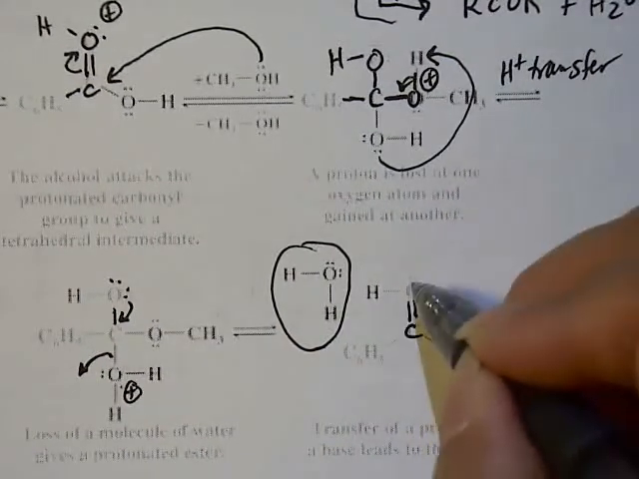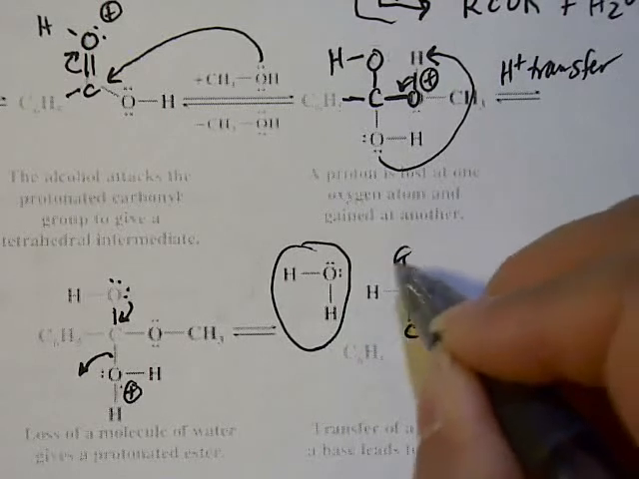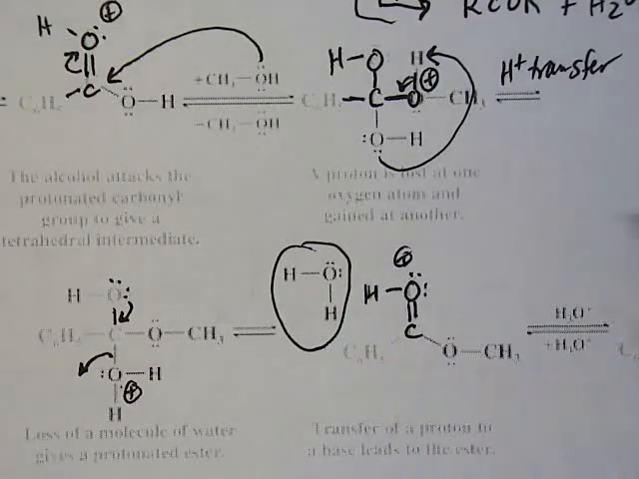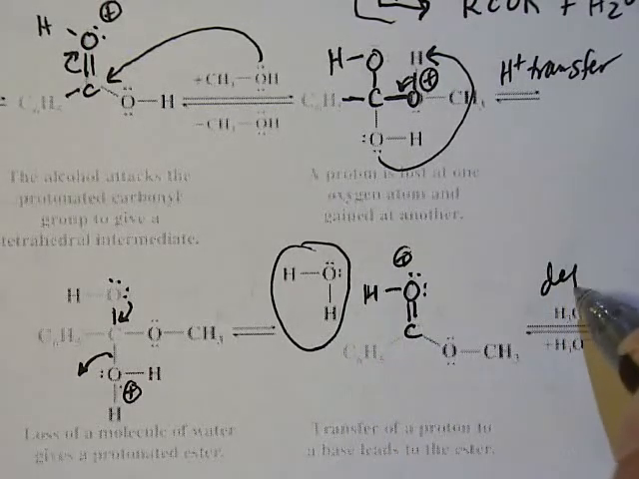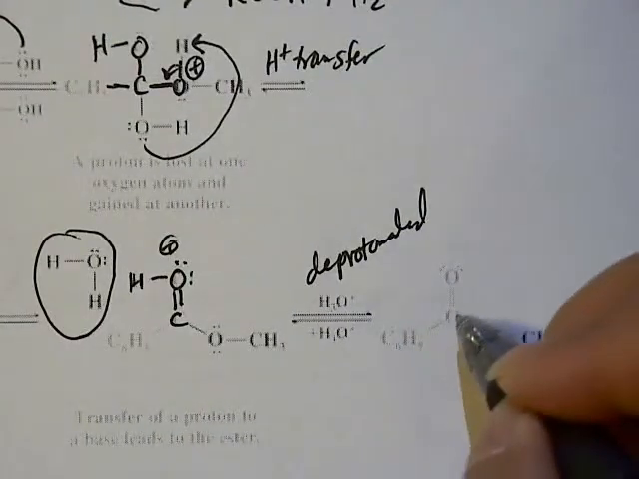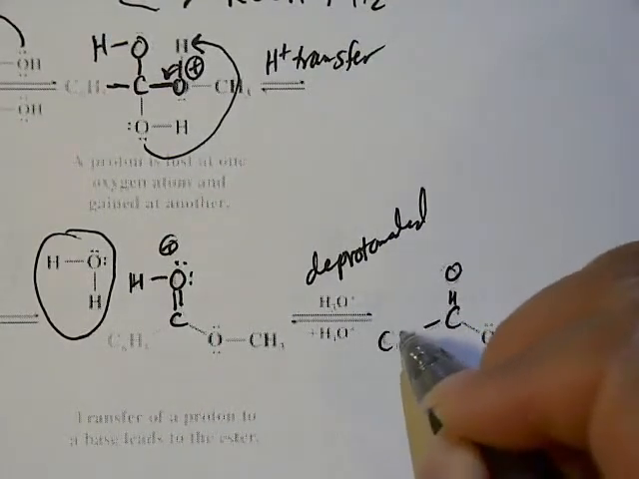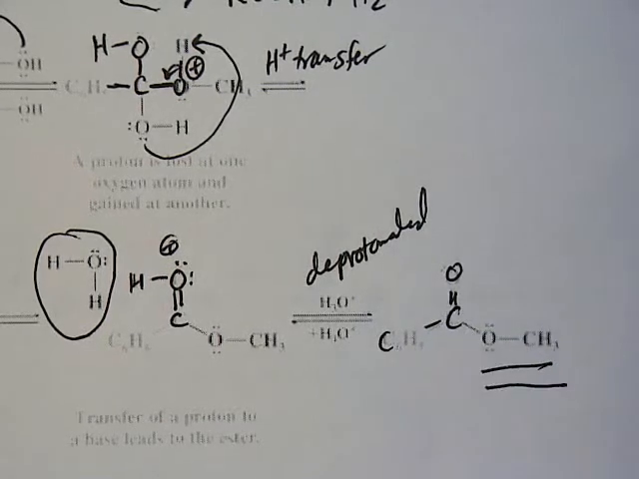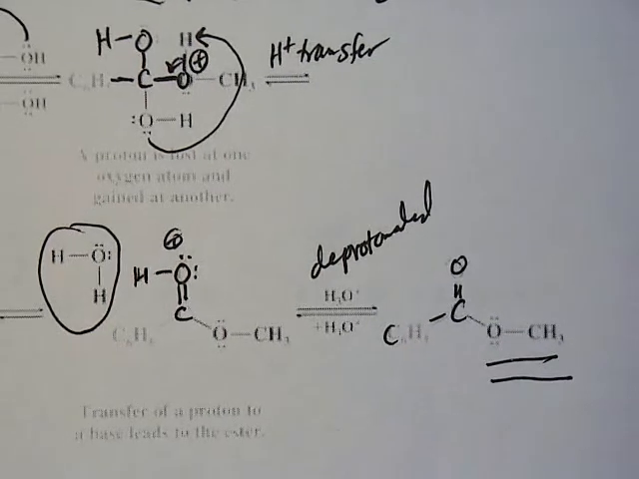And you have this oxygen with the plus charge. So this extra proton is then deprotonated. And you have the ester functional group, as you see here. So the last step is regeneration of the acid catalyst. All right.